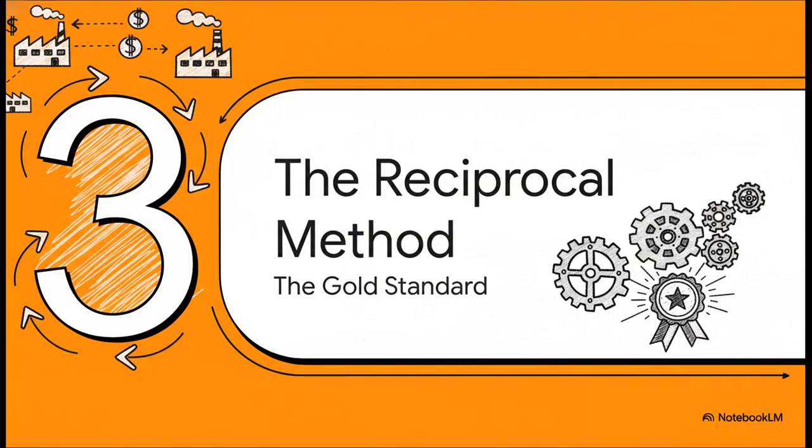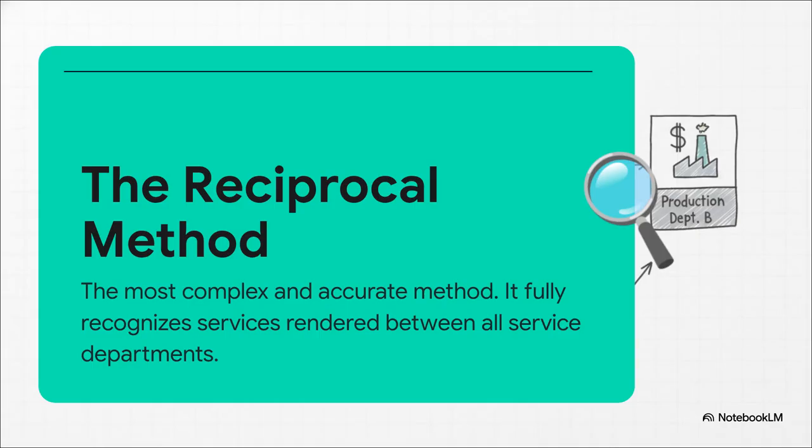All right, now for the grand finale. The most precise, the most comprehensive, and, you guessed it, the most complex method of them all, the reciprocal method. This one is really considered the gold standard if what you're after is pure accuracy. The whole idea behind the reciprocal method is based on reality, right? Support isn't a one-way street. IT helps the maintenance team, and at the same time, the maintenance team is making sure the AC is working in the IT server room.